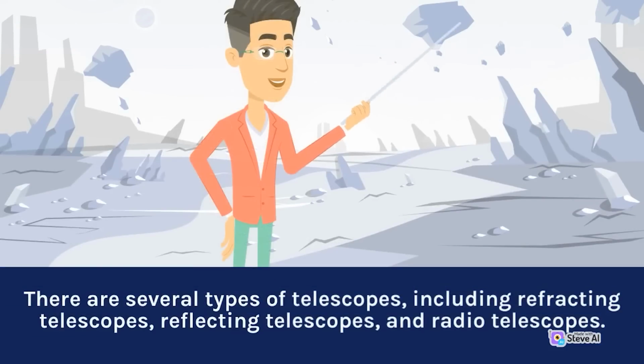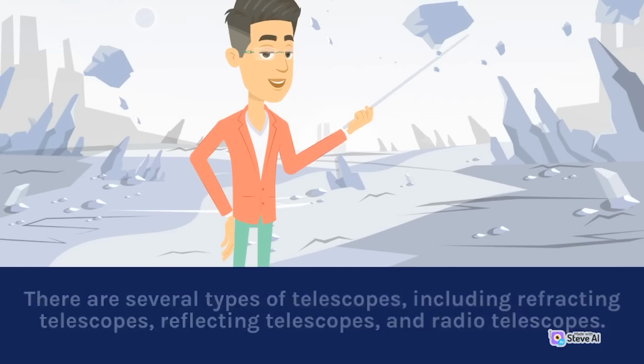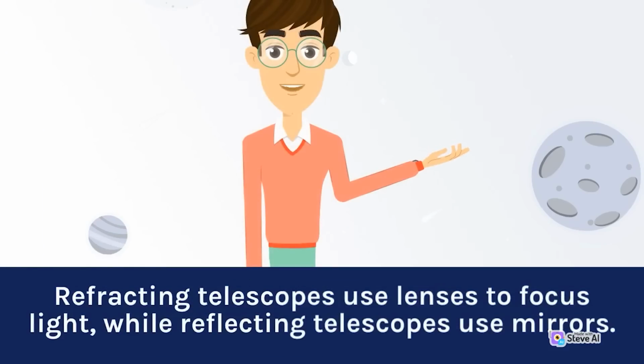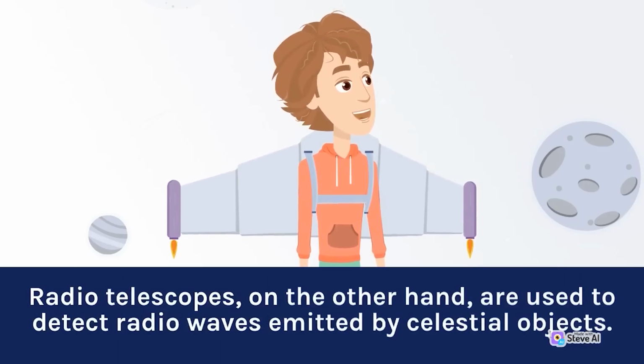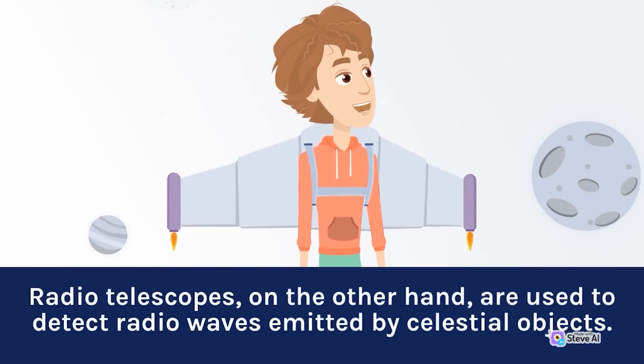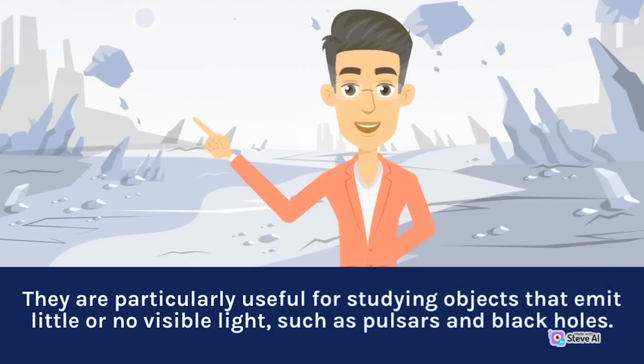There are several types of telescopes, including refracting telescopes, reflecting telescopes, and radio telescopes. Refracting telescopes use lenses to focus light, while reflecting telescopes use mirrors. Radio telescopes, on the other hand, are used to detect radio waves emitted by celestial objects. They are particularly useful for studying objects that emit little or no visible light, such as pulsars and black holes.